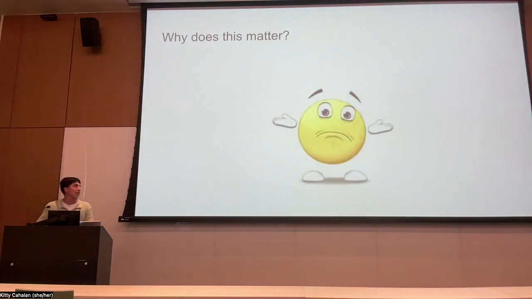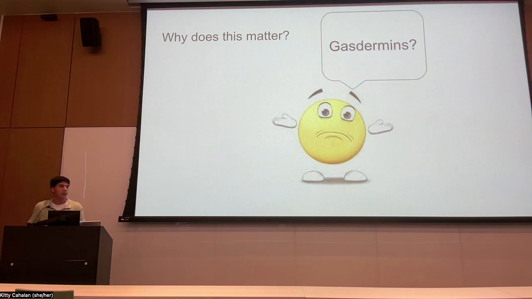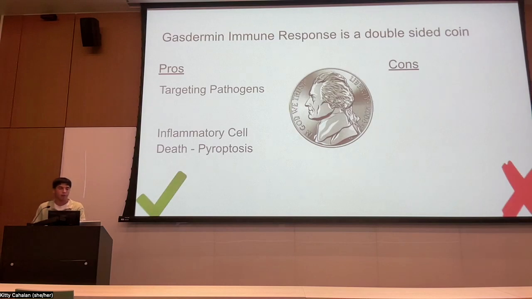So why does any of this matter? The reason why I ask is because this is a very random process to talk about. However, I do want to make sure that everybody in the audience knows that without gasdermins, the whole process of pyroptosis will not happen, and the influx of inflammasomes and inflammation will not happen. And so that leads us back to the analogy of the gasdermin immune response.